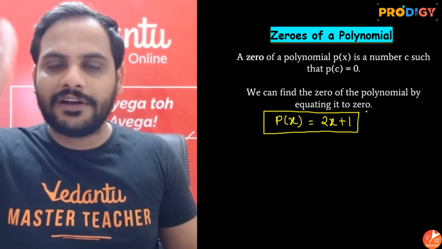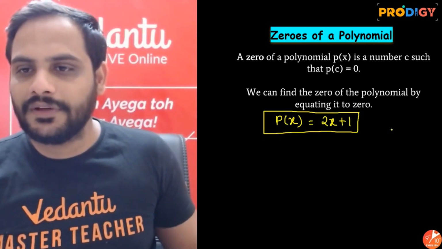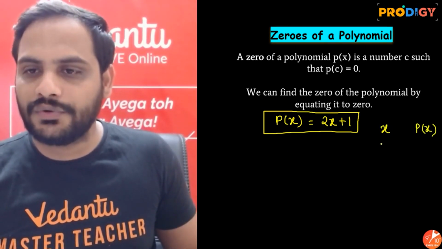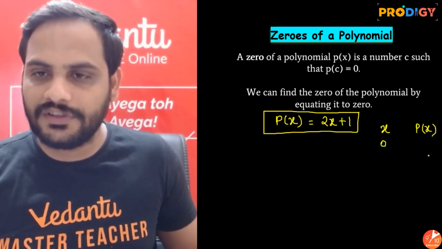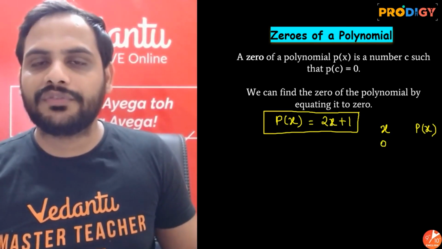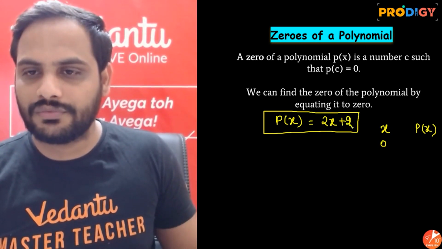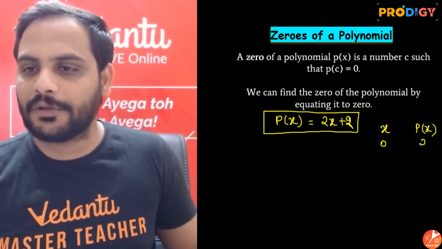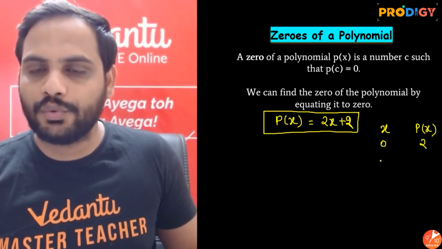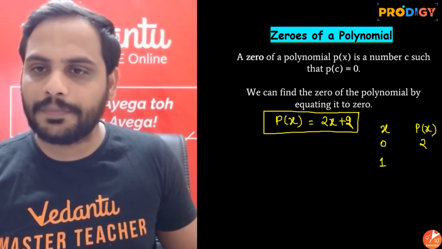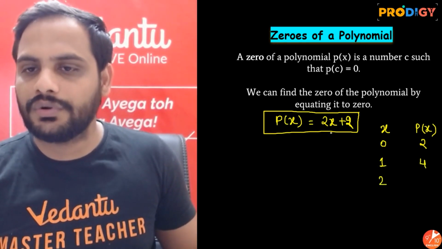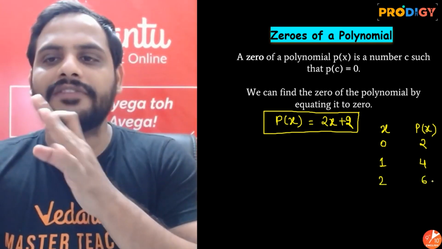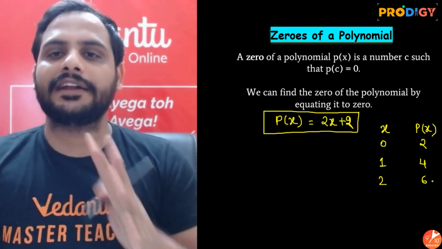But for different values of x, I will get different values of the polynomial. For example, let's choose the values of x and see what the values of the polynomial are. If I put x equal to 0, what will I get? I will get 2x plus 2, better it is 2x plus 2. If I put x equal to 0, 2 into 0 is 0 plus 2, the value of the polynomial is 2. If I put x equal to 1, 2 into 1 is 2 plus 2 is 4. If I put x equal to 2, 2 into 2 is 4 plus 2, 6. Correct? So for different values of x, the polynomial gets different values.